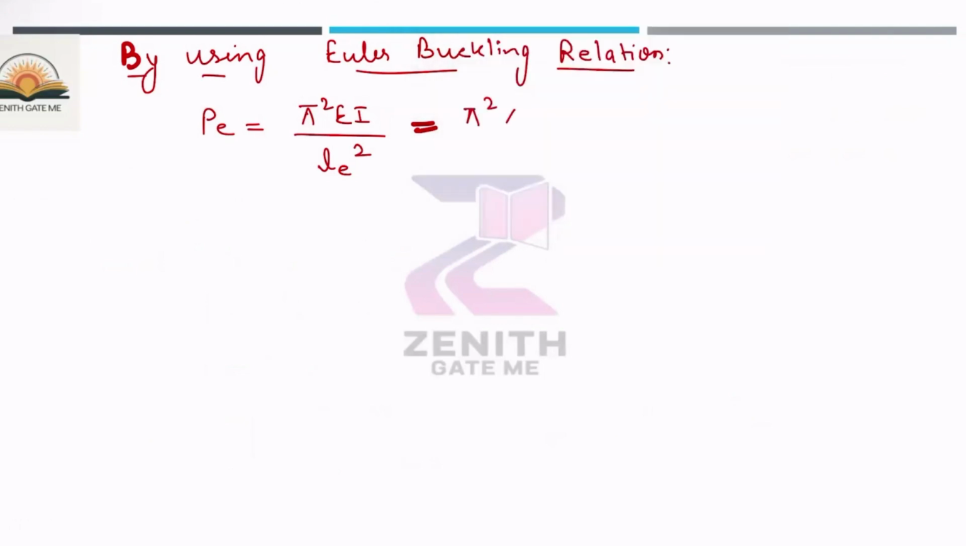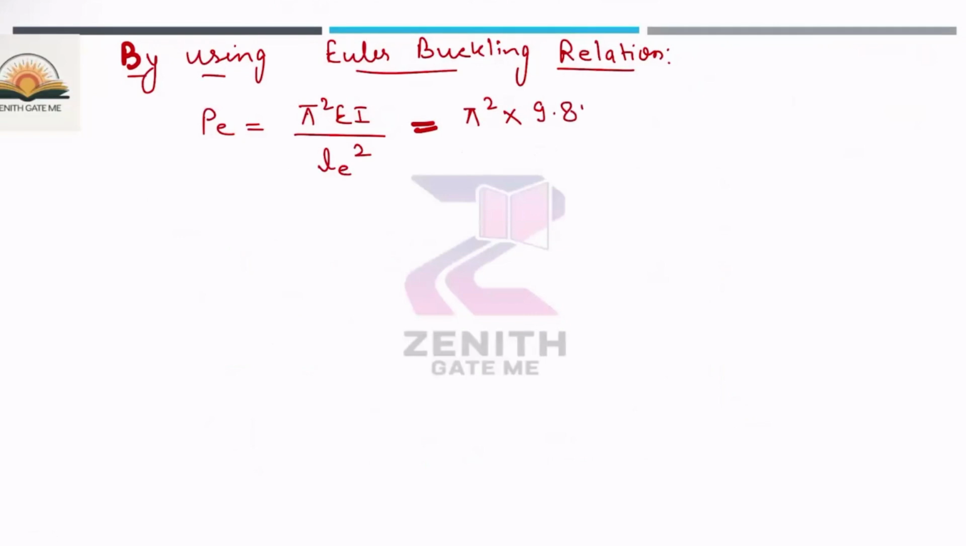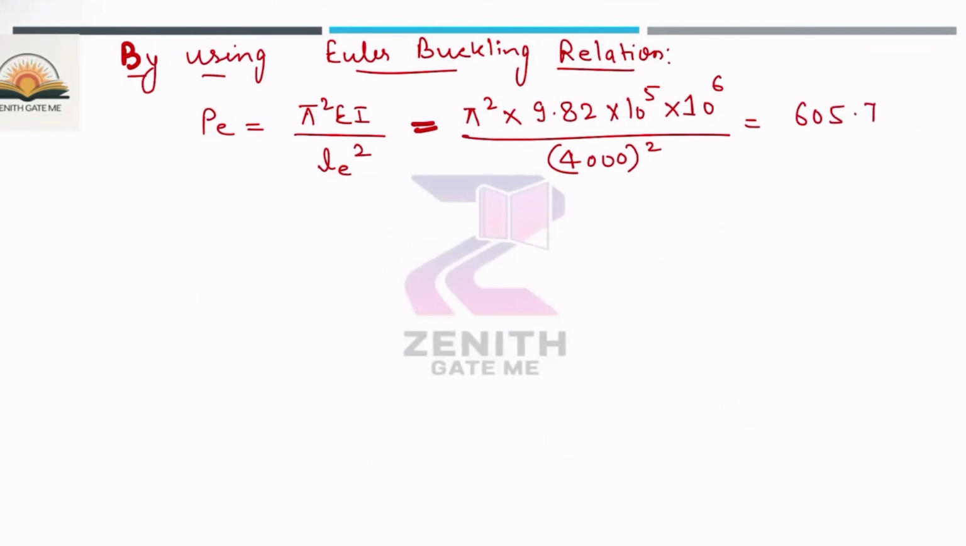So π² times EI, which is 9.82 × 10^5 N·m². If I convert into millimeter squared, this becomes multiplied by 10^6, divided by 4000 squared. Once you solve, you will get the load value of 605.746 kilonewton.